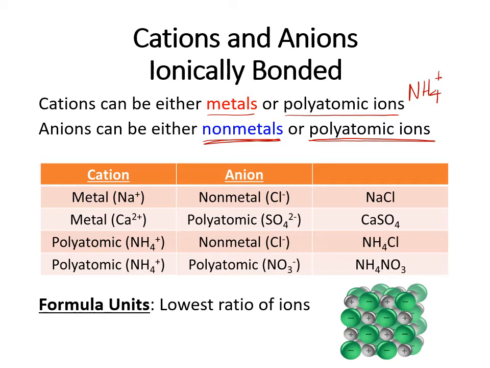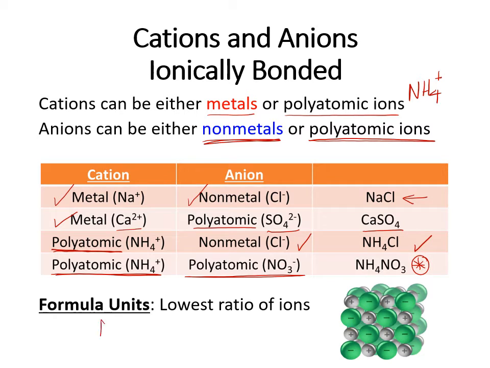Let's see some examples. Na plus and Cl minus makes NaCl. A metal and a polyatomic ion, so calcium and the sulfate, you put them together, calcium sulfate. If we have the positive polyatomic ion, ammonium, we can put that with just a regular nonmetal, and we get ammonium chloride. We can take that polyatomic as well and put it with another polyatomic, just for fun, and you get ammonium nitrate. You might recognize ammonium nitrate as the key ingredient in a lot of fertilizer bombs from TV.